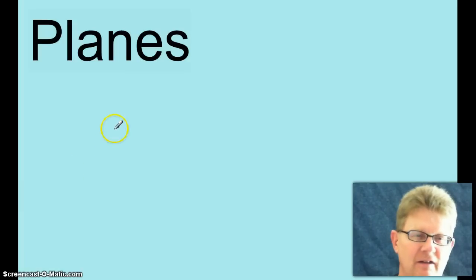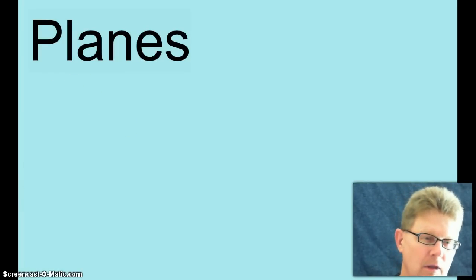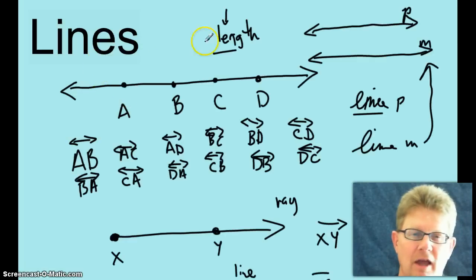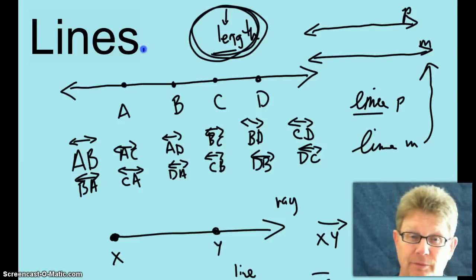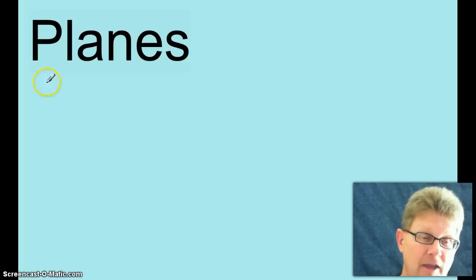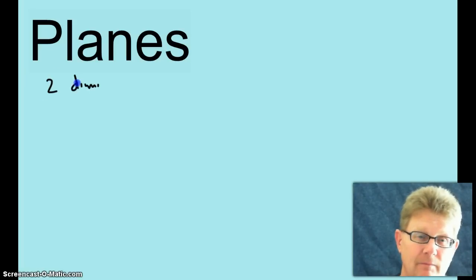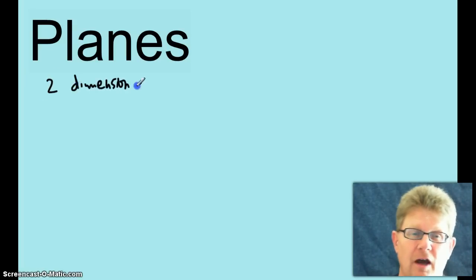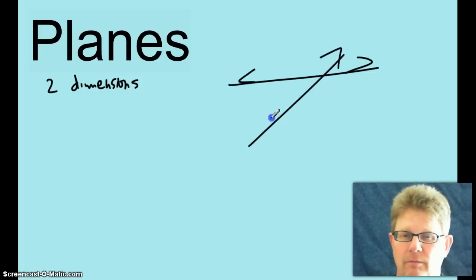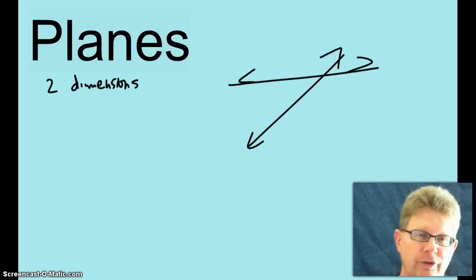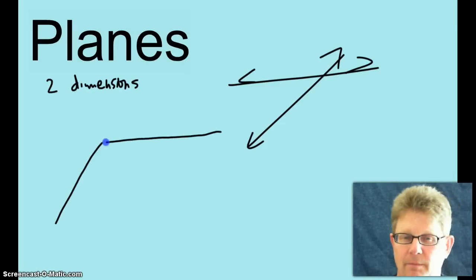And the last undefined term, planes. Oh, wow. I can't believe it. I forgot to tell you that lines, well, I did tell you about length. They have one dimension. Yes. Alright, planes. Planes have two dimensions. And those dimensions are length and width. And how we are usually going to denote a plane is a parallelogram.